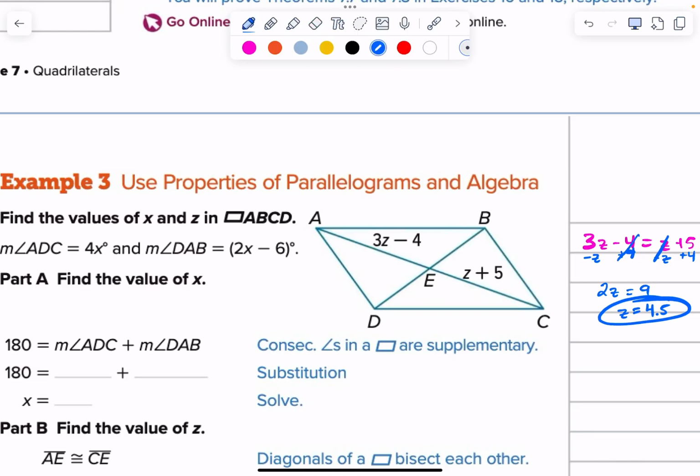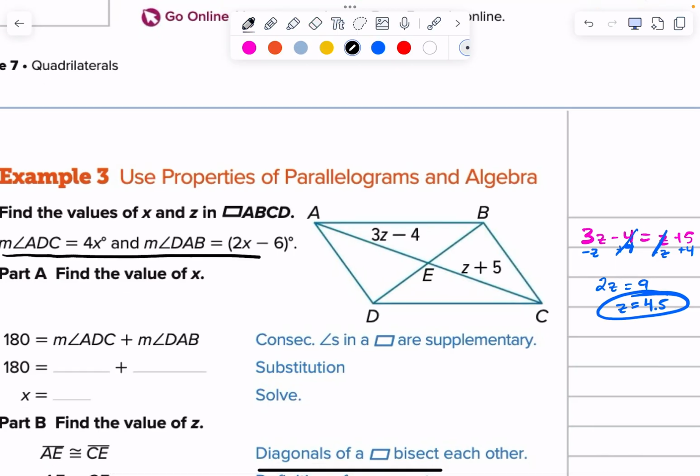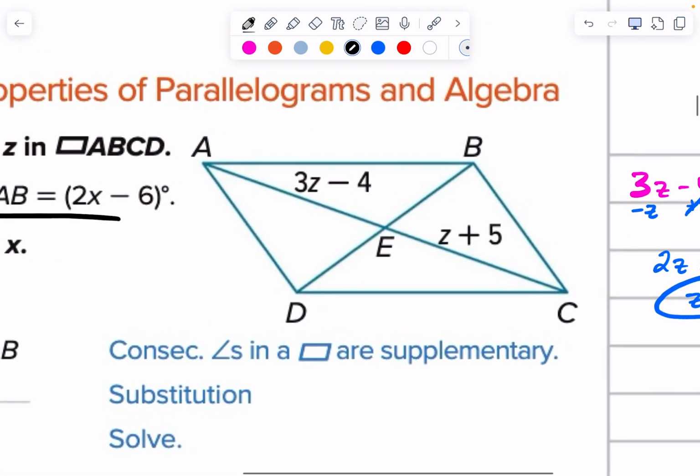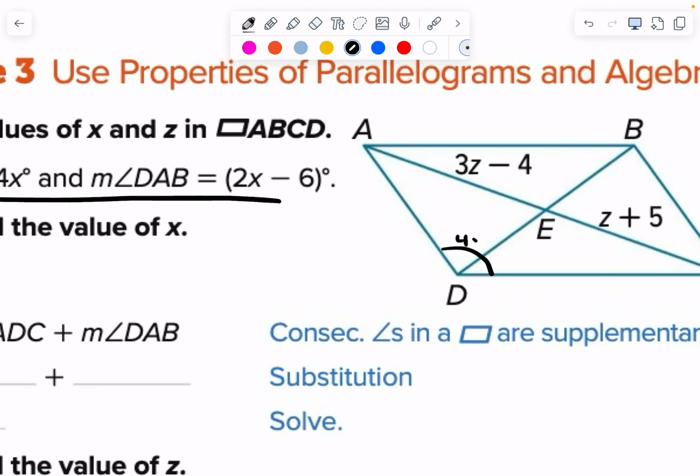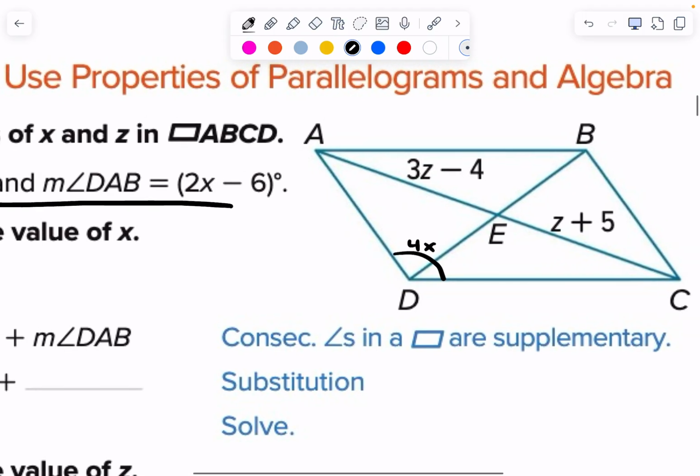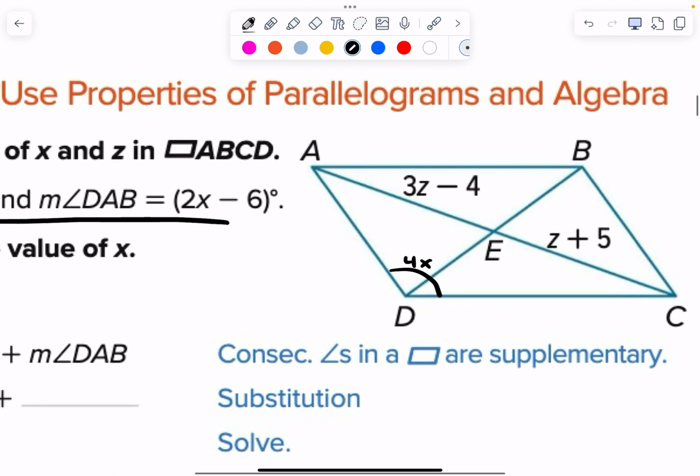They didn't label them on the diagram. Do you see where right here? The measure of angle ADC. Which one is ADC? Bottom left corner. The full bottom left corner. That is 4x. Okay? And then they say DAB. That's angle A. The whole angle A is 2x minus 6.